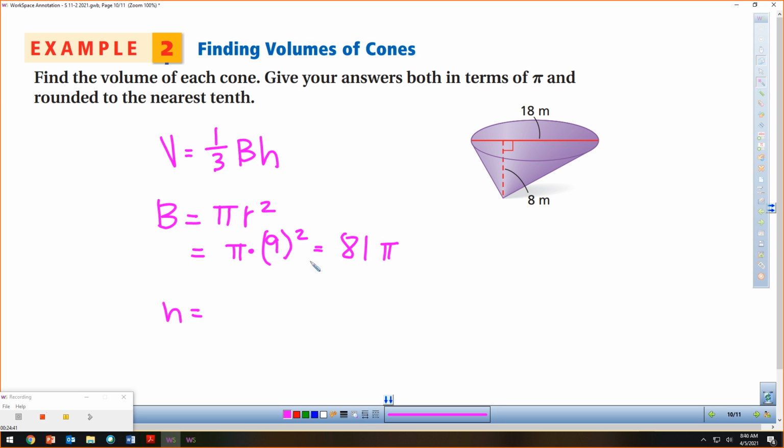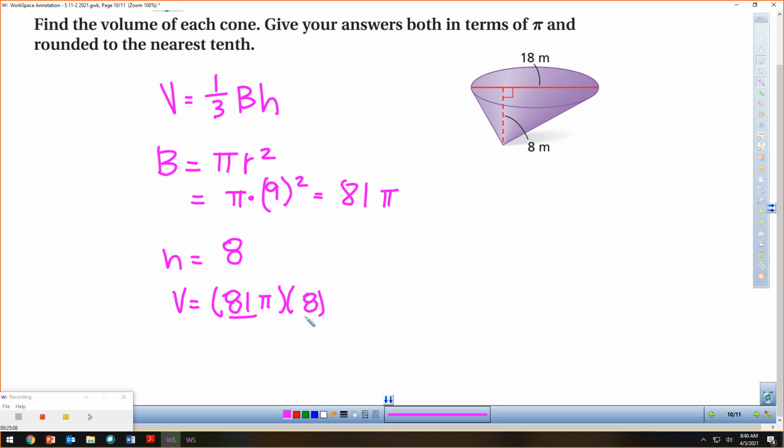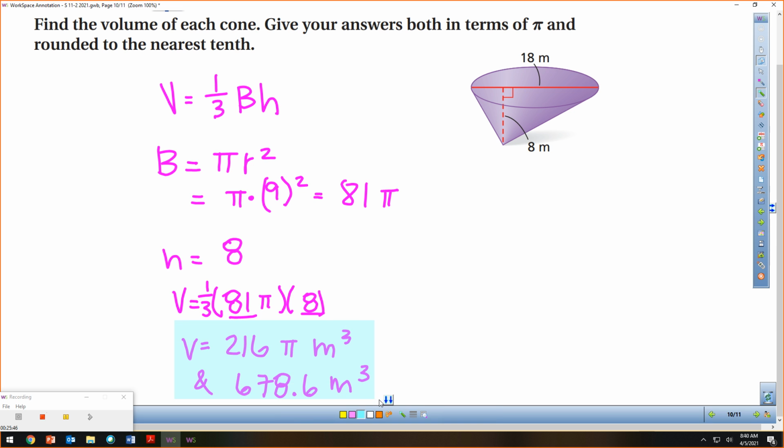What's the height of my cone? 8. So my volume formula is going to be 81 pi times 8. So when I write this in terms of pi, you just multiply the 81 and the 8, and you get 648. Oh wait, divided by 3. Sorry guys, I forgot the 1/3 up here. So you do 81 times 8 divided by 3, which gives you 216 pi meters cubed. And then what you need to do is take that 216, multiply it by pi, and press equals. Round to the nearest tenth, you get 678.6 meters cubed. Is anybody having trouble putting this stuff in their calculators?